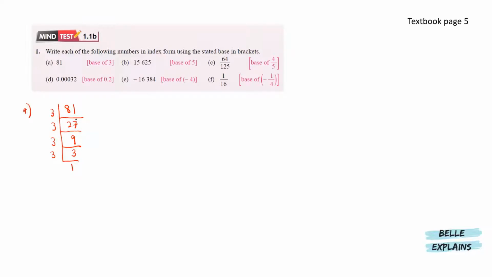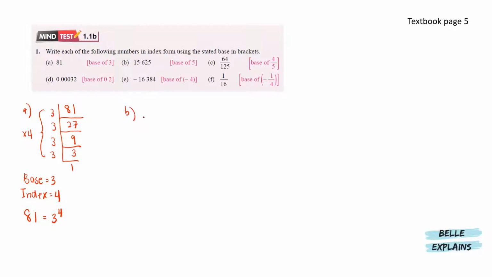So repeated division, we have to do it until we get 1 at the end. We know 3 is divided 4 times, which means the power is 4. So here we have the base is 3 and the index is 4. So we know that 81 is 3 to the power of 4.